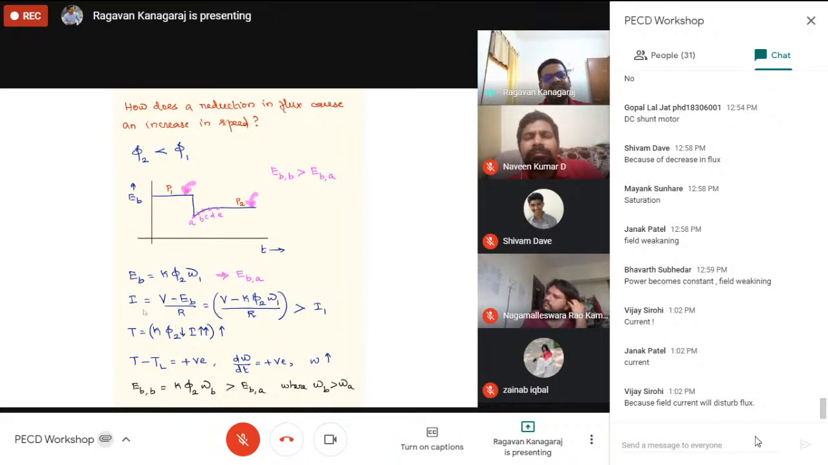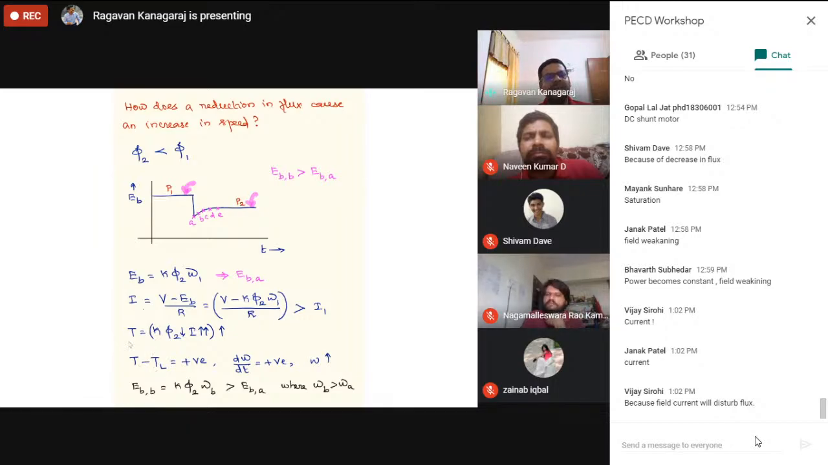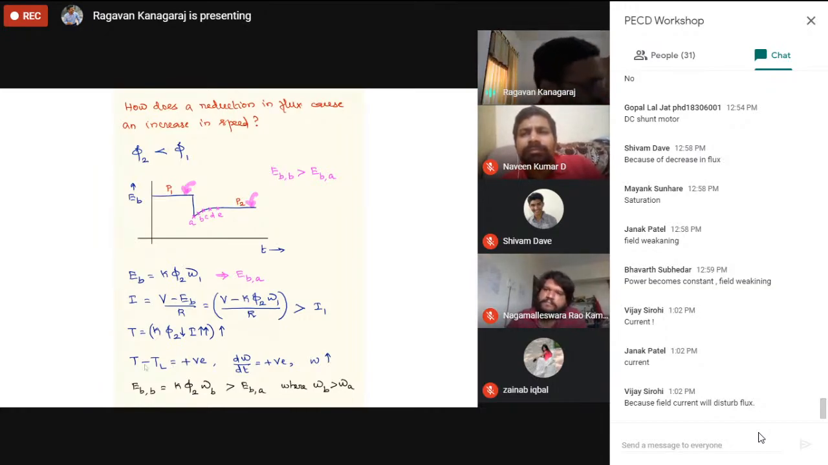at which T minus TL becomes zero. T minus TL becomes zero. That means that the machine develops a torque which is equal to the torque demanded by the load, then no more acceleration or deceleration, and the motor continues to rotate at an increased speed. The speed is greater compared to the speed at which you were at point P1. Any question here?